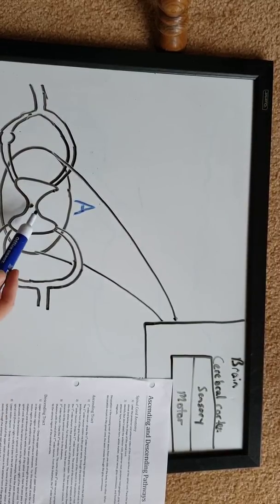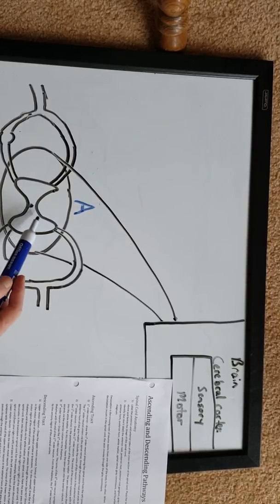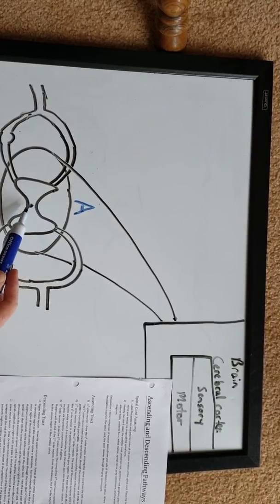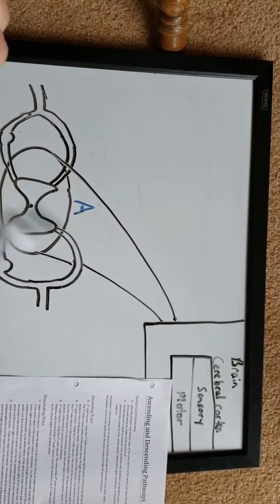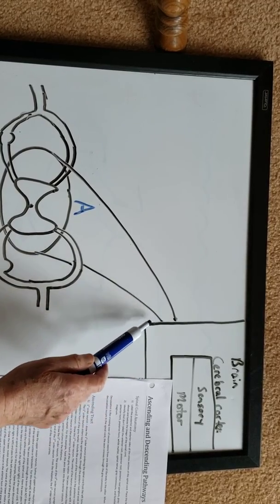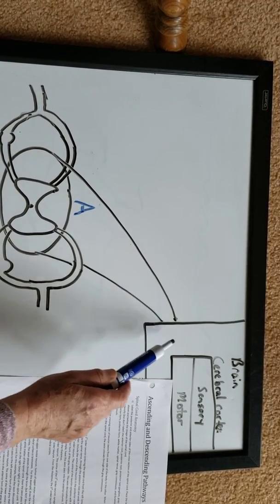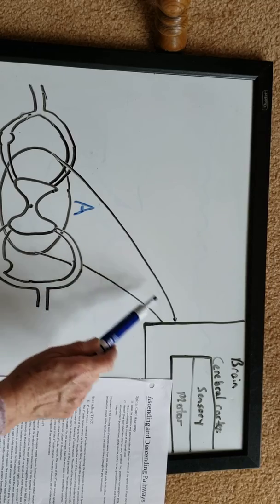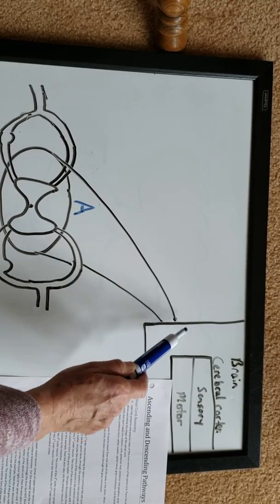Here's your spinal nerve. This is your gray commissure, which joins the two sides. And then the foramen magnum, and we have not covered that yet, but that's the opening in the skull where the spinal cord enters the brain, and that would be up in here.